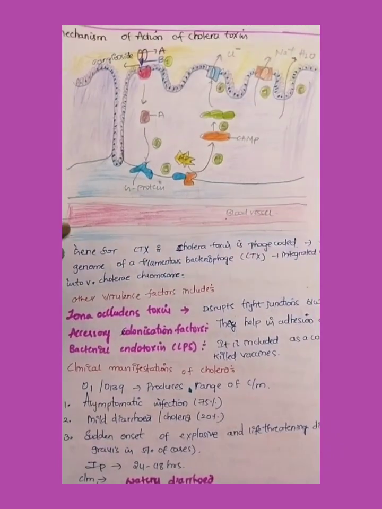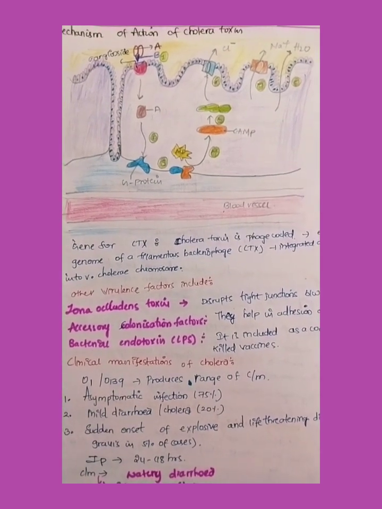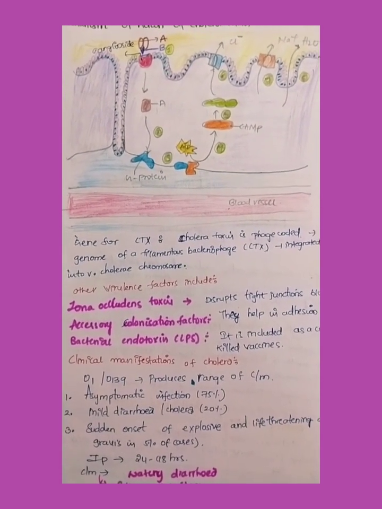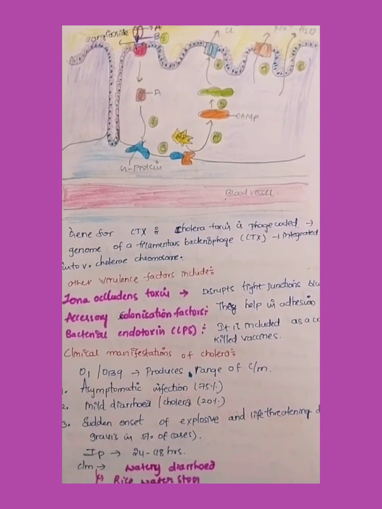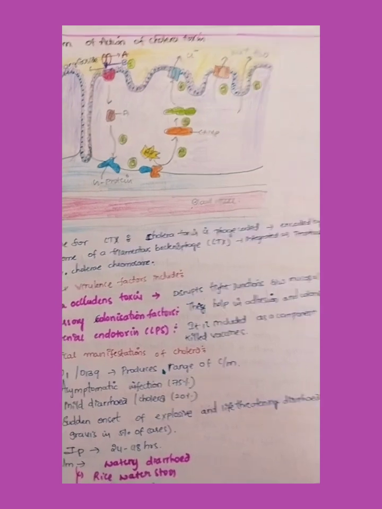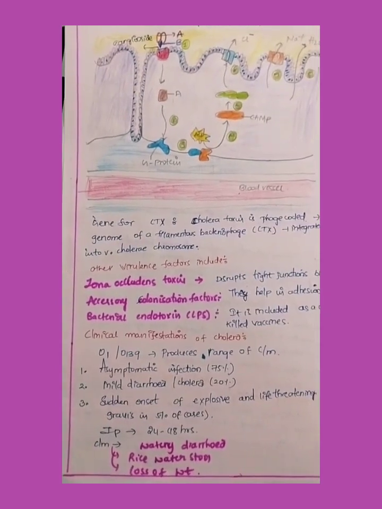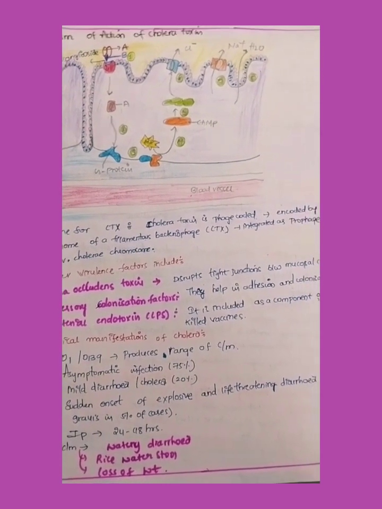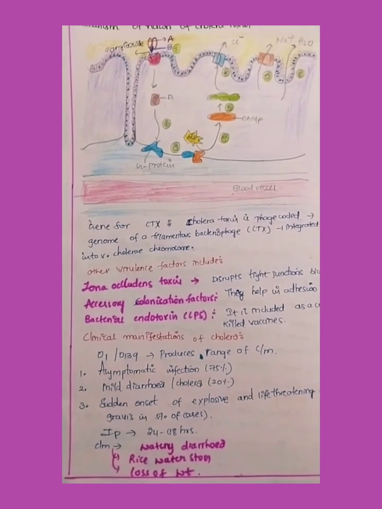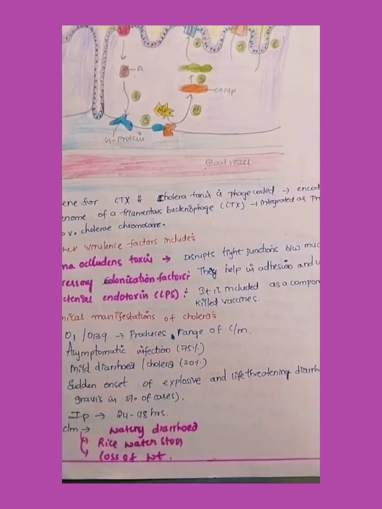Okay, so there is increased loss of electrolytes in the form of diarrhea, which means rice water stools will be seen in those patients. The gene for cholera toxin is phage coded. Bacteriophages code for it, through the genome of filamentous bacteriophage CTX, which is integrated as a prophage into the Vibrio cholerae chromosomes.